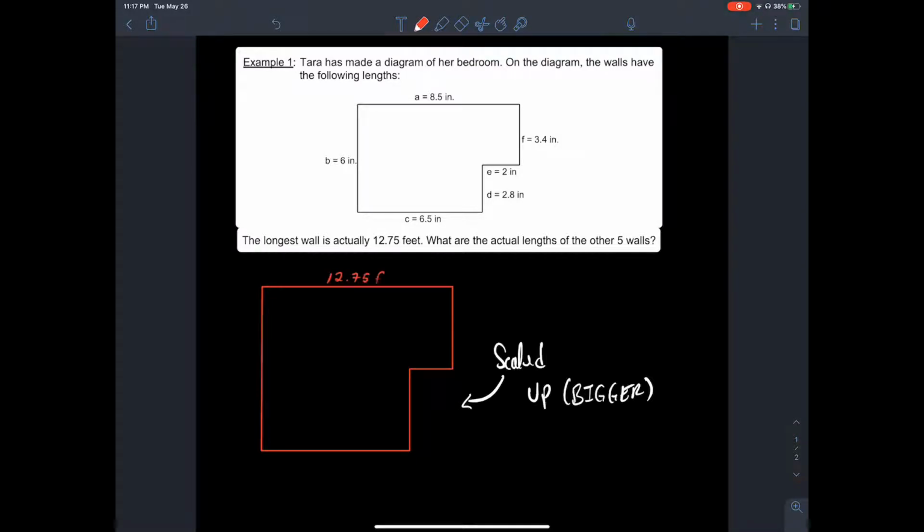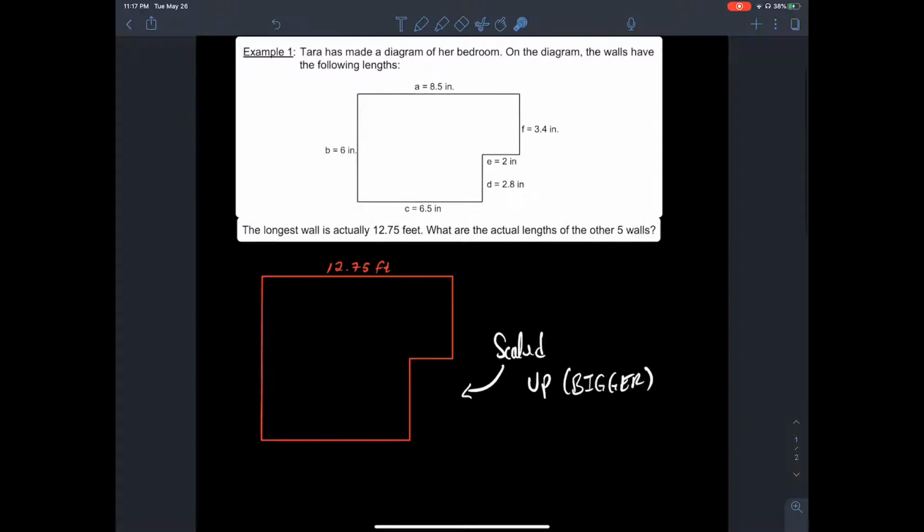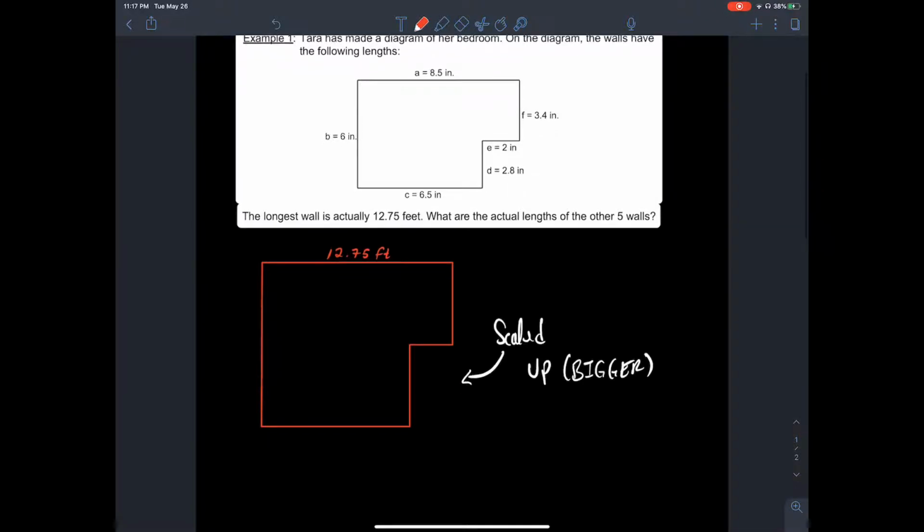12.75 feet. So it's not 8.5, which is what she had in her scaled down one. It's actually 12.75. And we want to figure out what the lengths of the other 5 walls are. How can we figure that out? Let's label these: we have A, B, C, D, E, F, and let's call this G, H, I, J, and K. We need to figure out what these lengths are, and we can do that because we can figure out the relationship between 8.5 and 12.75.